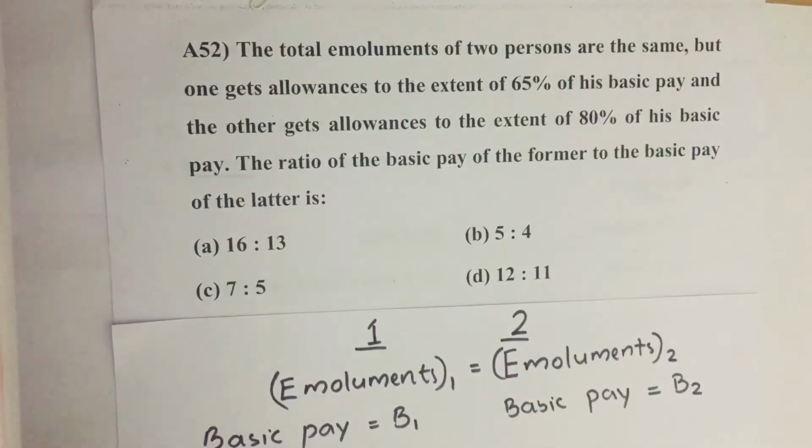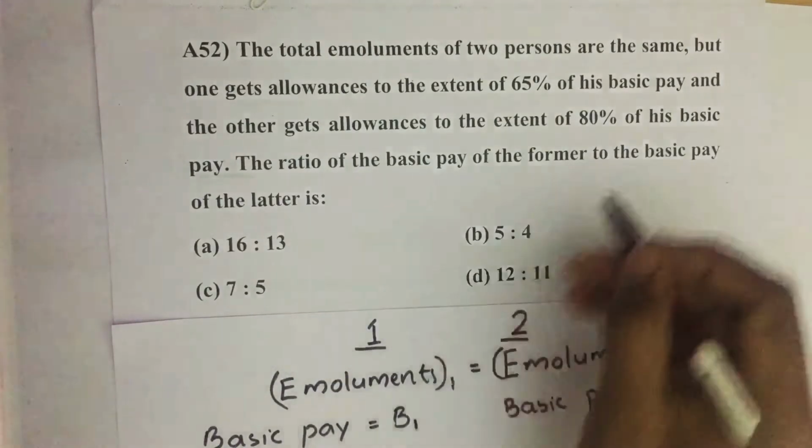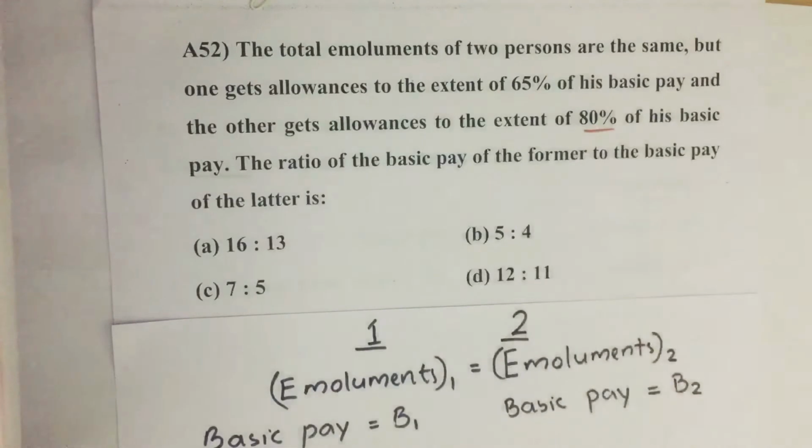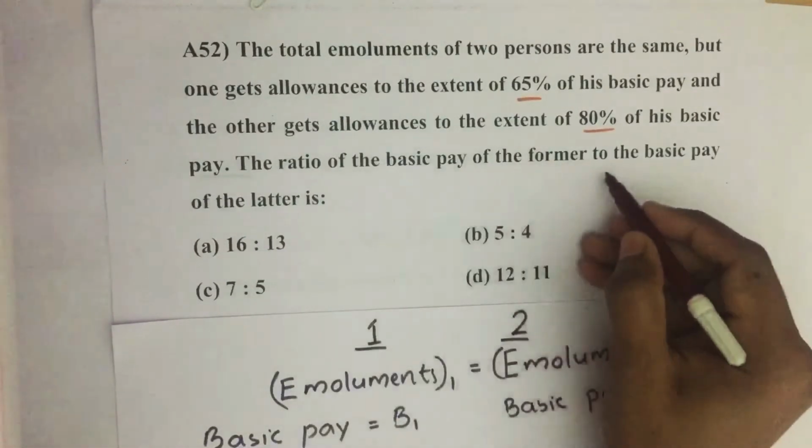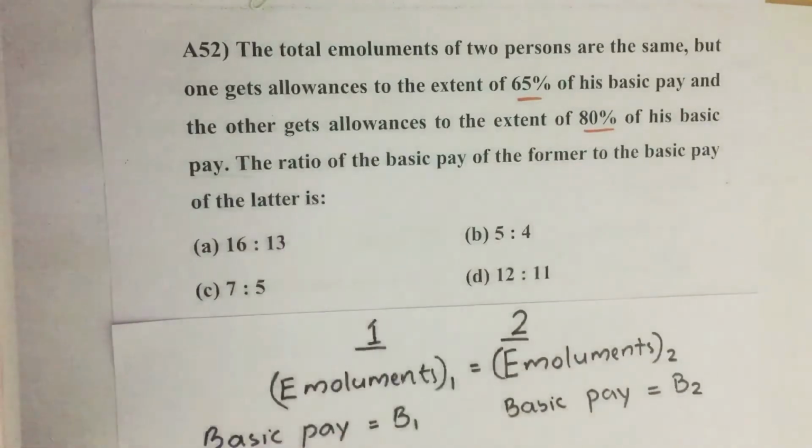Hello everyone, here I am going to solve 2016 CSAT question number 52 from question paper series A. The total emoluments of two persons are the same, but one gets allowances to the extent of 65% of his basic pay and the other gets allowances to the extent of 80% of his basic pay. The ratio of the basic pay of the former to the basic pay of the latter is.